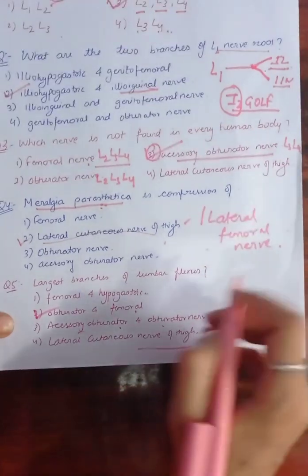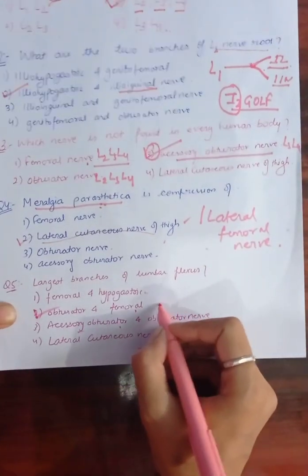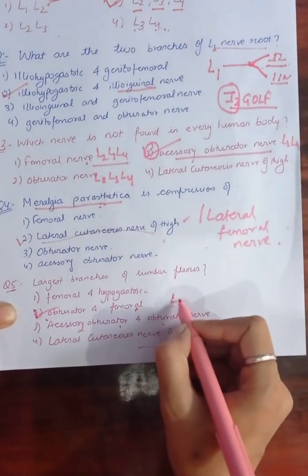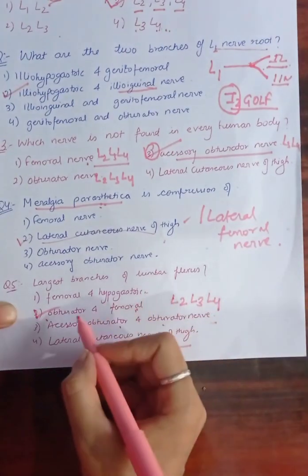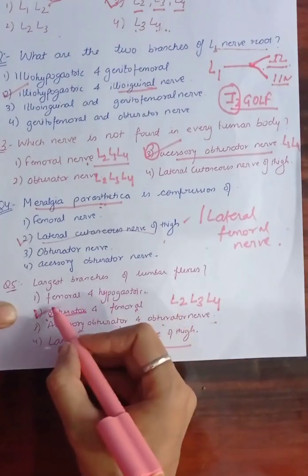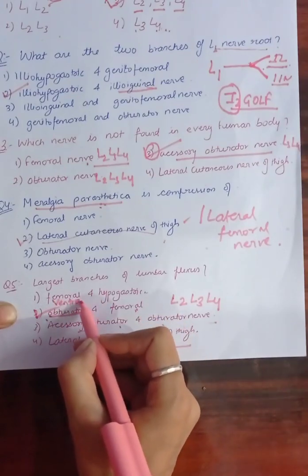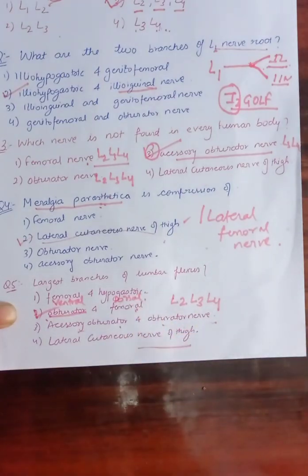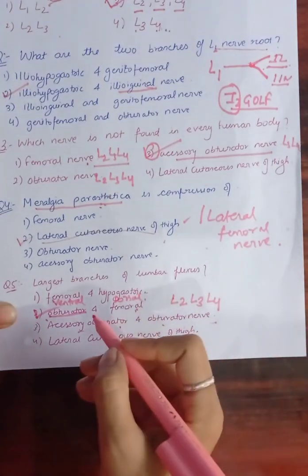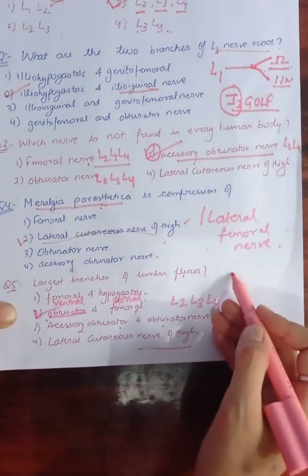If I talk about their root values, both of them arise from L2, L3 and L4, but the difference is that the obturator arises from the ventral rami and the femoral arises from the dorsal rami. So obturator and femoral are the largest branches of the lumbar plexus.